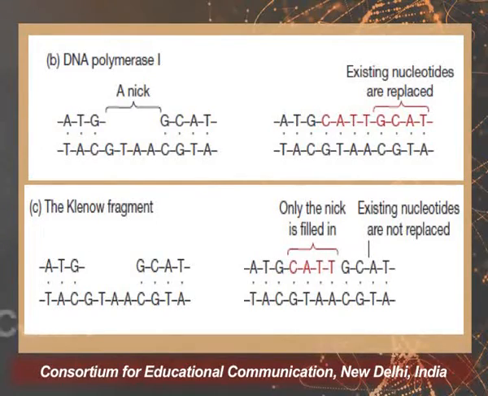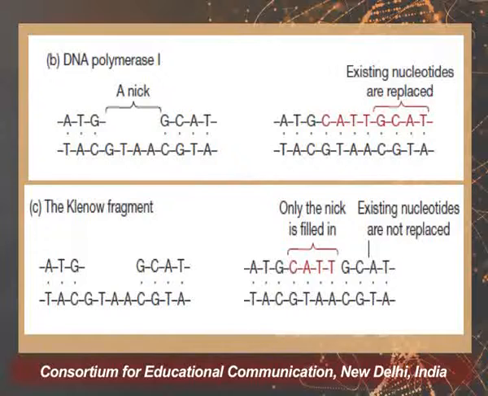So it will basically run over and degrade whatever the original strand is and synthesize a new strand. There are two different components in this enzyme that catalyze the nucleotide synthesis activity and the exonuclease activity. The part which only catalyzes the nucleotide synthesis activity has been purified and is called the Klenow fragment.